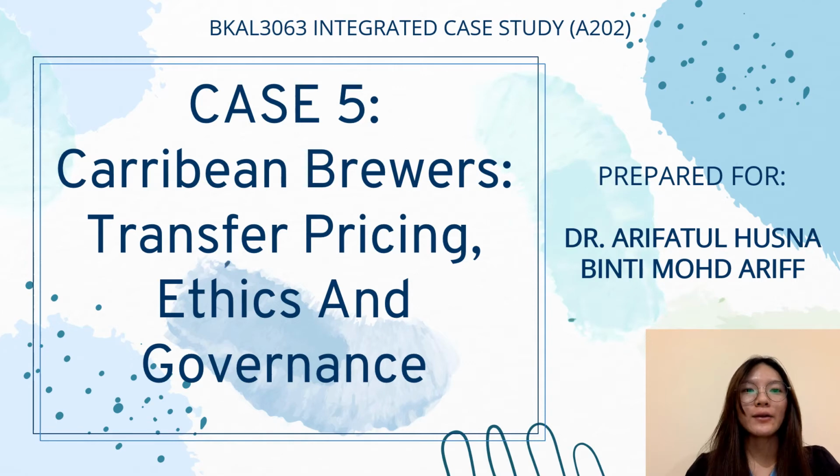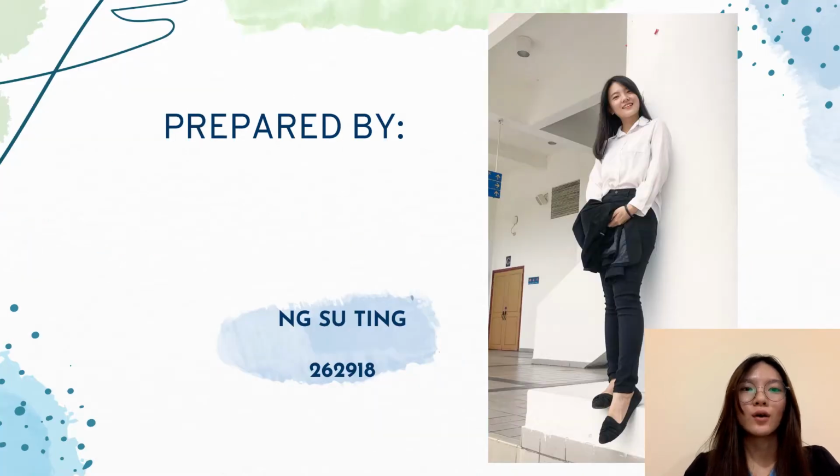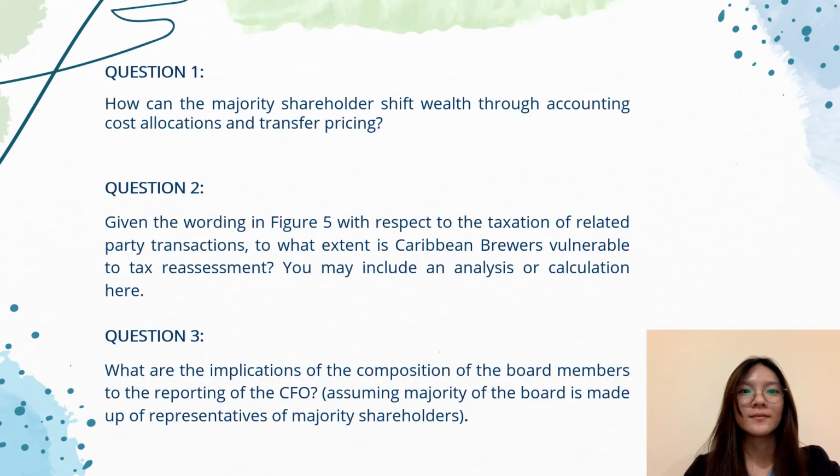Today, I'm going to present about Case 5, Columbia Bourbon Transfer Pricing, Accounting and Governance. This video is prepared by me, Ng Su Ting, and my matric number is 262918. There are 3 questions given.